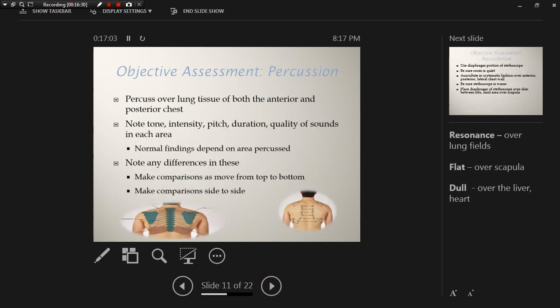So percussion. We know when we're percussing over the lung fields where there's air, it should have that resonant sound, unless the patient has COPD or overinflated lungs, then it would be hyperresonant. But resonance is what you should be hearing over the lung fields, not over the ribs or the scapula. That's going to elicit a flat sound, right? Like tapping a book. Dull would be more over the liver or heart, which is what we would expect. But we need to make sure when you're percussing, you're doing it over the intercostals, actually over the lung fields.